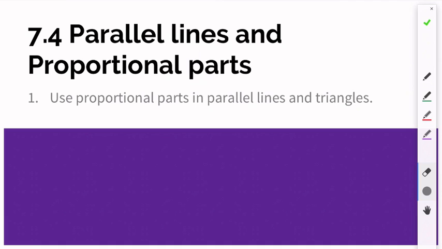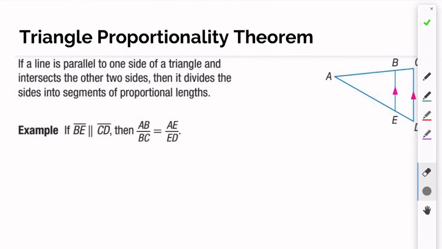Today we're looking at 7.4, parallel lines and proportional parts. By the end of this lesson, you should be able to use proportional parts and parallel lines in triangles. So there's a couple of rules that we're going to be looking at with parallel lines. The first one, the triangle proportionality theorem.